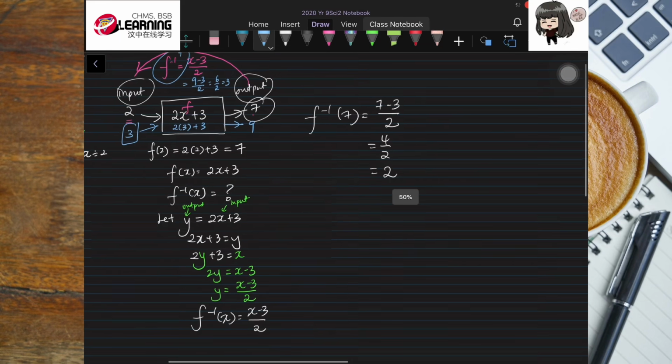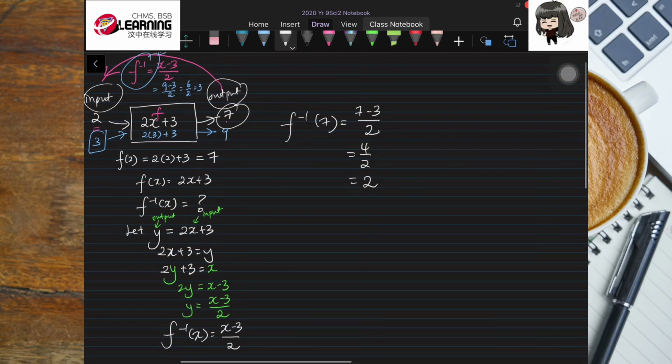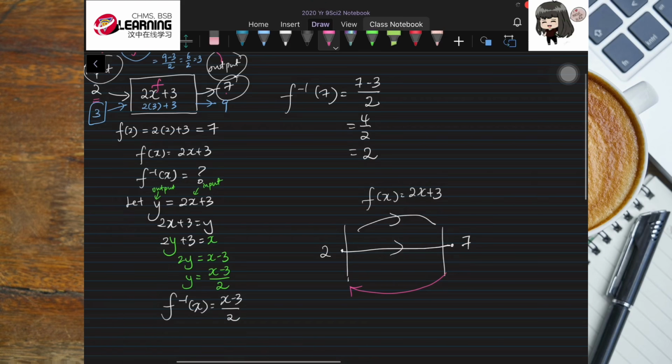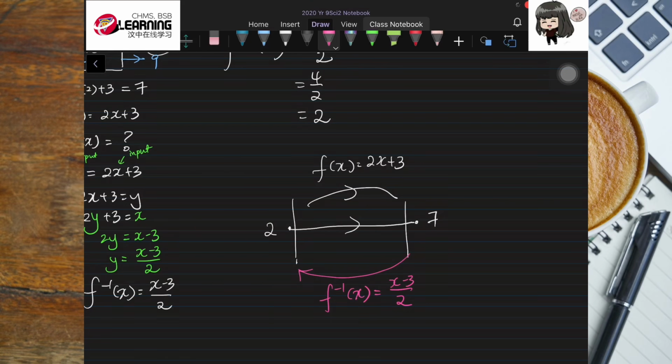To write it down in a proper way so that you will understand more, this is an arrow diagram. Your f function is 2x plus 3, whereby you sub 2 into your x and it gives you an output of 7. And the expression of the inverse, denoted as f inverse of x, is equal to (x minus 3) over 2. We'll go to the technique later on, but make sure that you understand what inverse means.